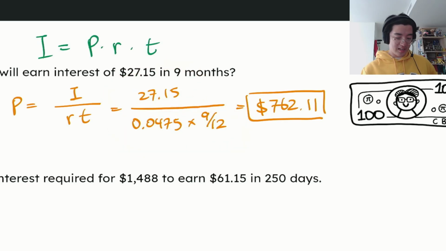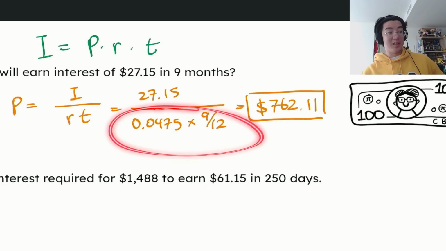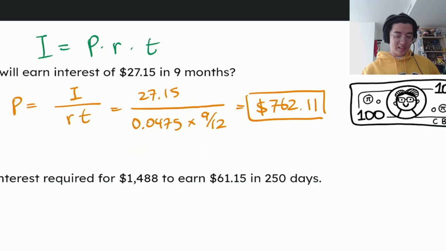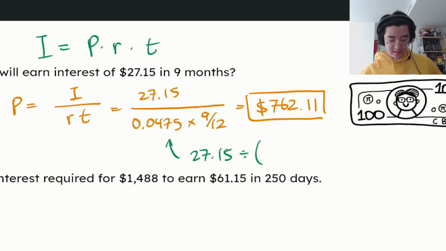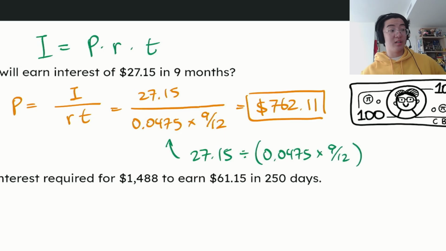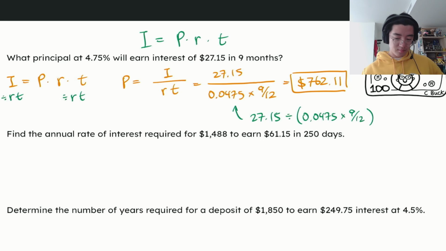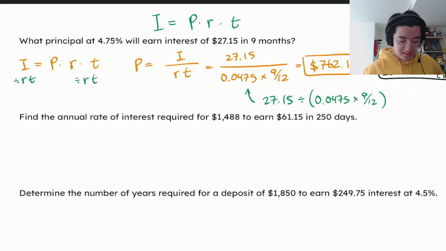When put in a calculator, we do this first, and then this. We find what this number is, and then divide 27.15 by this whole number here. Because again, remember the order of operations. This is pretty much 27.15 divided by that. Just be careful with the order of operations here. Okay, next, what's the annual interest rate?